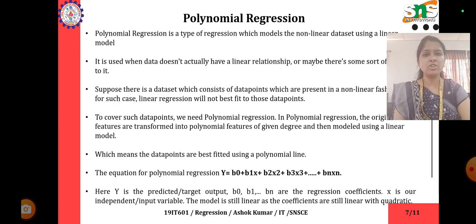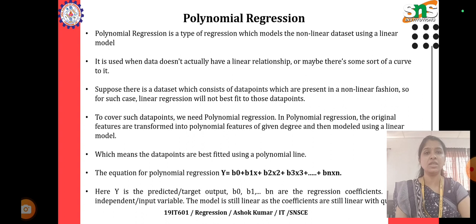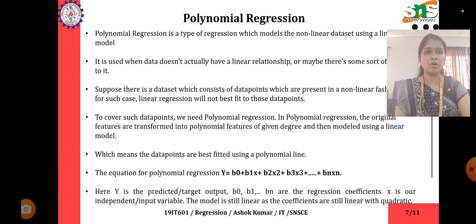Polynomial regression. Polynomial regression is a type of regression which models the nonlinear data set using a linear model. It is used when data doesn't actually have a linear relationship, or maybe there is some sort of a curve to it. Suppose there is a data set which consists of data points which are present in non-linear fashion. For such a case, linear regression will not best fit those data points. To cover such data points, we need polynomial regression.